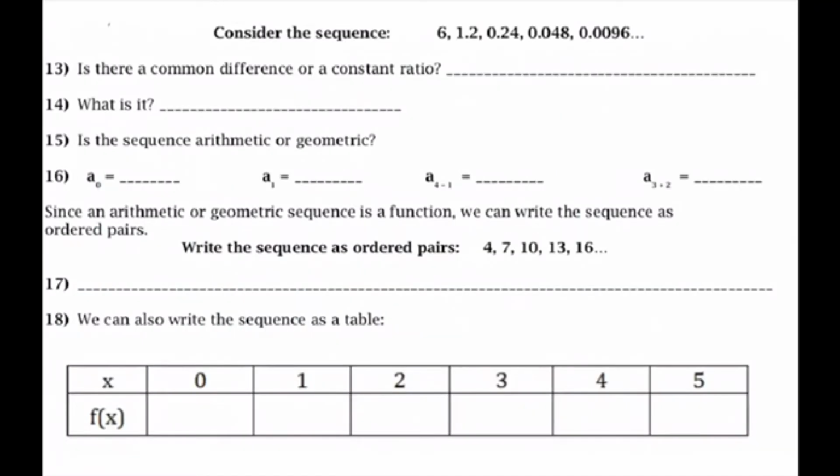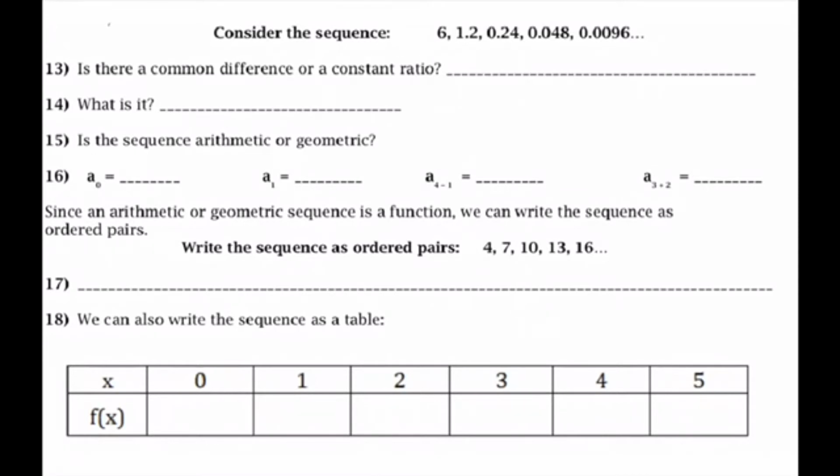Okay, let's go to the next one. So now we have a new sequence. 6, 1.2, 0.24, 0.048, and so on. Okay, so there's a couple of questions, and we kind of have to ask them in conjunction with each other. Is there a common difference or a constant ratio? So basically I'm asking, are we adding every time or multiplying every time? Or neither one, maybe. What do you think?